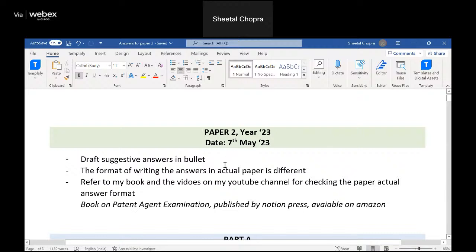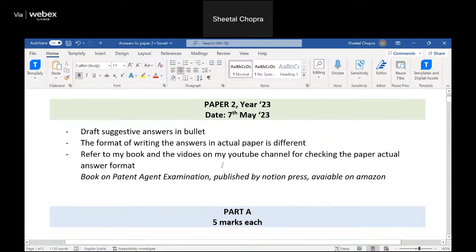Hello everyone. So I'm back once again with a suggestive list of answers for paper 2 of year 2023 patent agent examination that just took place yesterday, 7th May 2023. I'm just going to provide you the content that should have been written as a part of your answer in your own words.